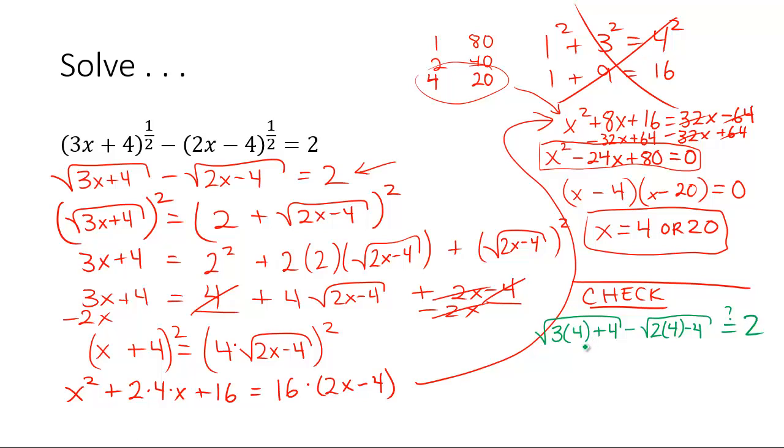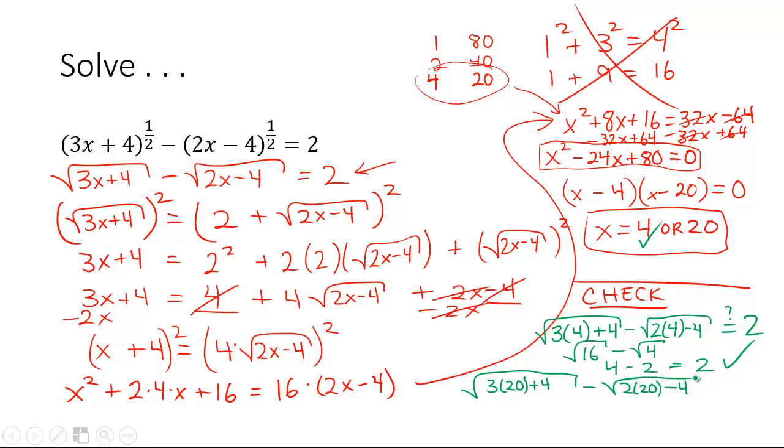So that's 12 plus 4, which is 16, root 16, minus 8 minus 4, which is root 4. So that's 4 minus 2, and that's equal to 2. So 4 works. Let's try 20. So 3 times 20 plus 4 minus 2 times 20 minus 4. And check that out. So 3 times 20 plus 4, that's 64. And then 2 times 20 is 40, minus 4 is 36. These are nice perfect squares, aren't they? So see if that 8 minus 6, yes it is 2. So in this example, both 4 and 20 are solutions.